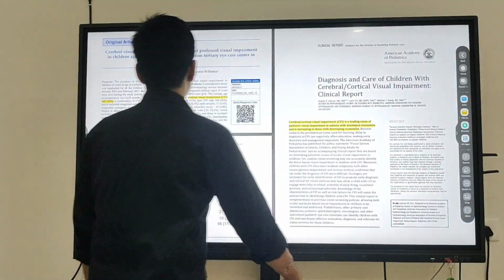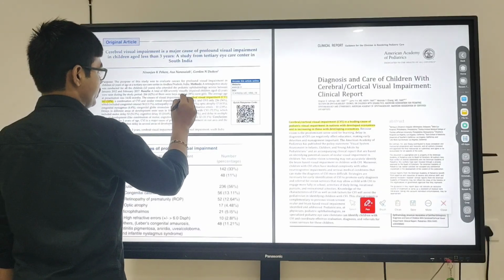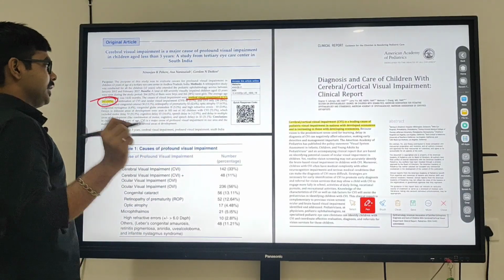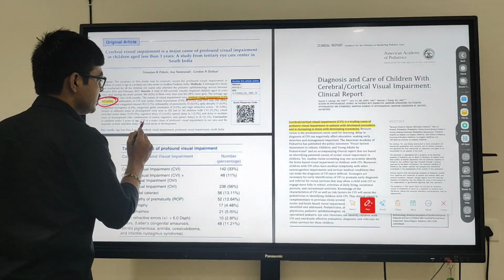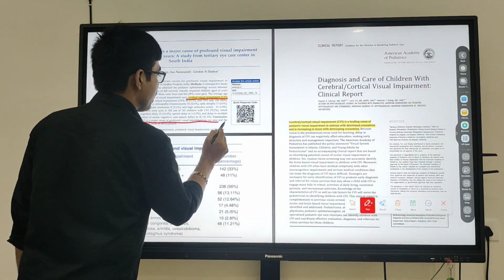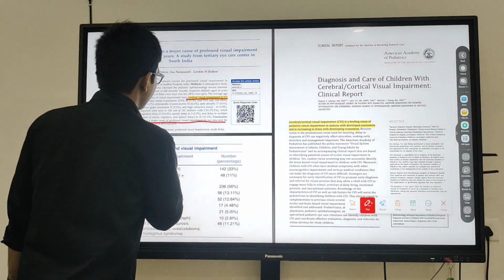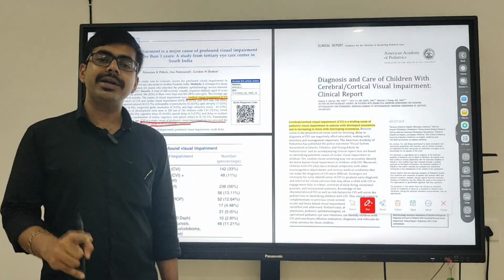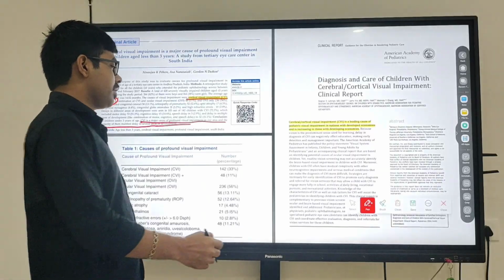Another study done by Dr. Niranjan K. Pehare also tells that cerebral visual impairment accounts for 33% of the cases, that is also a major cause. You can see here CVI is a major cause of profound visual impairment in our area, and the majority of them manifested delay in several areas of development. So whenever you are getting a child with developmental delay, at that time always you have to suspect that it can be associated with cerebral visual impairment.